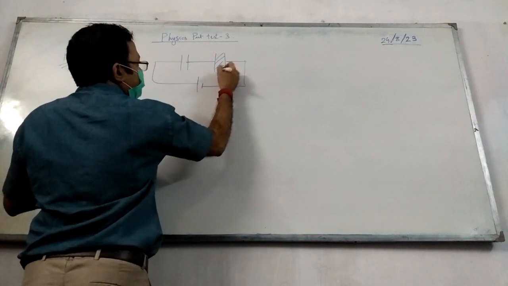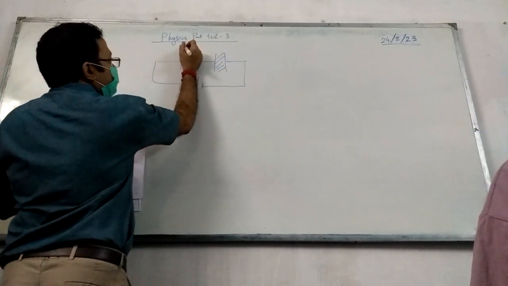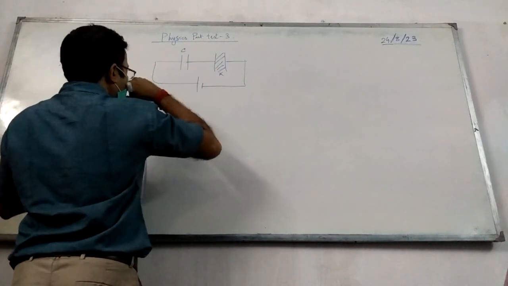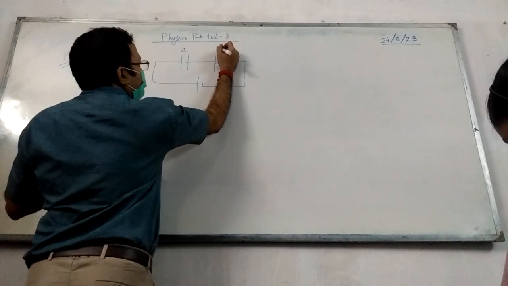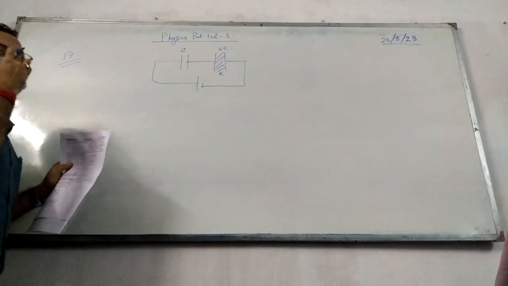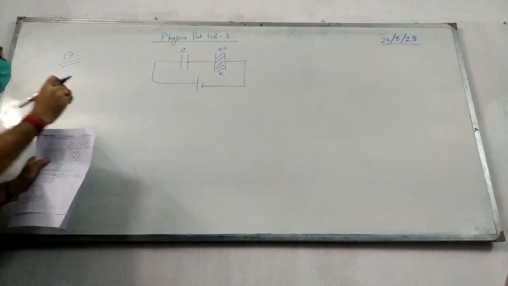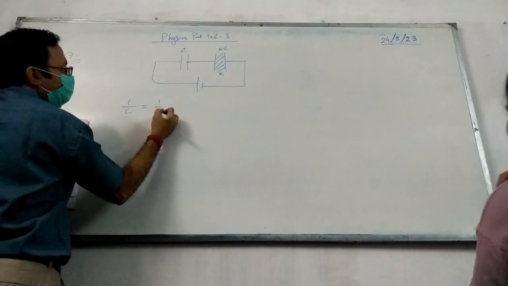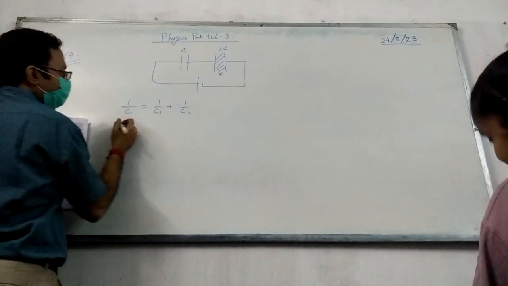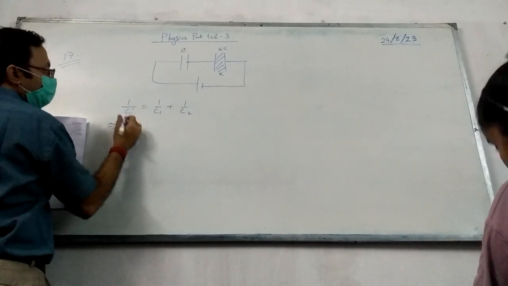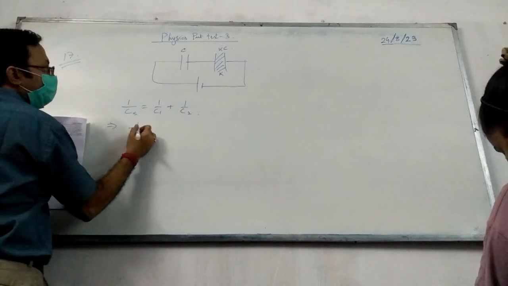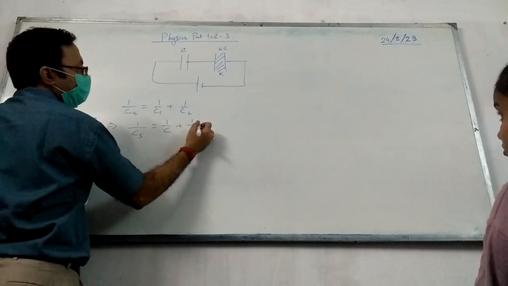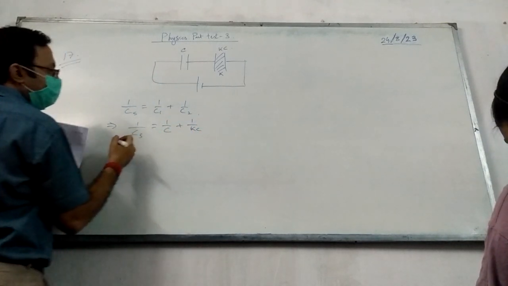One is having some dielectric. Both are identical capacitors. So initially say its capacitance is C, and if the dielectric constant is K, then what will the other be? Kc. So in series connection, you know the equivalent capacitance is given by 1 by CS equal to 1 by C plus 1 by Kc, right?